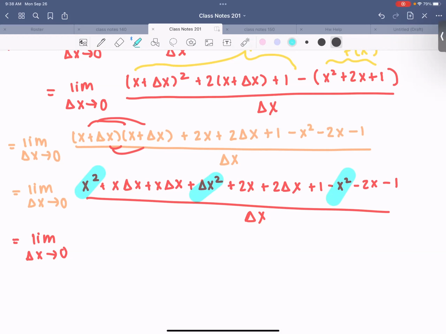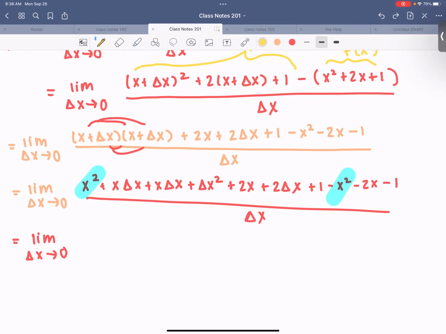No, right? Delta x is a separate variable. It's a different type of variable than x is. So we can't combine x squared and delta x squared. They are two separate little entities. I can combine the x squared and the minus x squared though. And those cancel out, right?